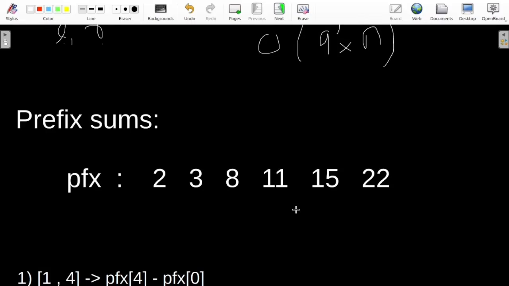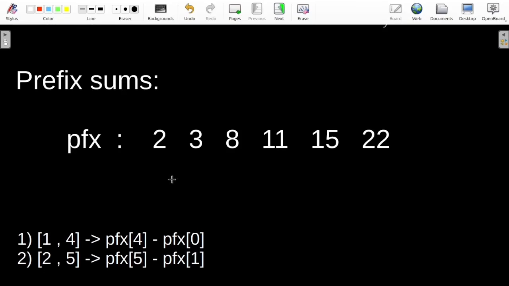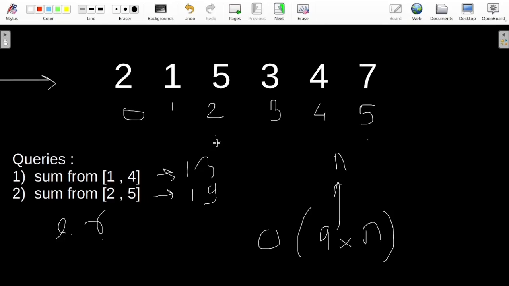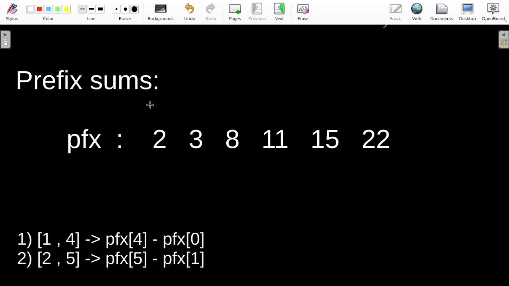Now to optimize this, we have prefix sums. What are prefix sums? Let me write this array: 2, 1, 5, 3, 4, 7. Now we simply take prefix sum on this array, where prefix of i gives you the sum of elements from index 0 to index i.